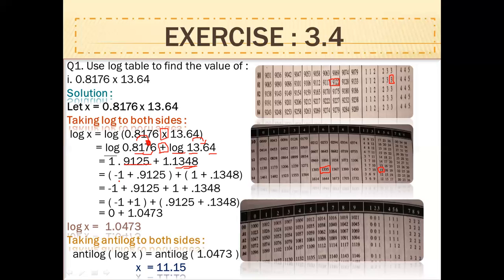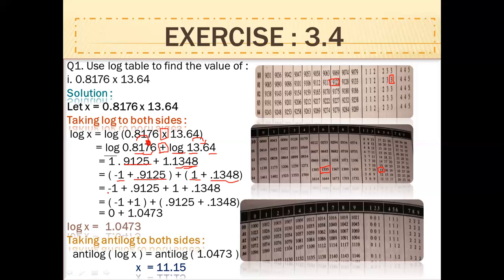Now the next step: we separate the characteristic and the mantissa. Minus 1 plus 0.9125. Minus 1 is the characteristic and 0.9125 is our mantissa. Same in the next bracket, we separately write 1 and the mantissa is 0.1348. Open the brackets. Because there is a positive sign between the two brackets, no change happens in the sign. Otherwise, if we have a negative sign between the brackets, then all the signs of the second bracket will be changed.